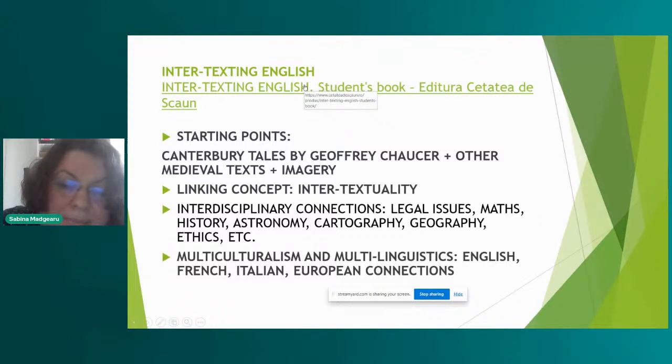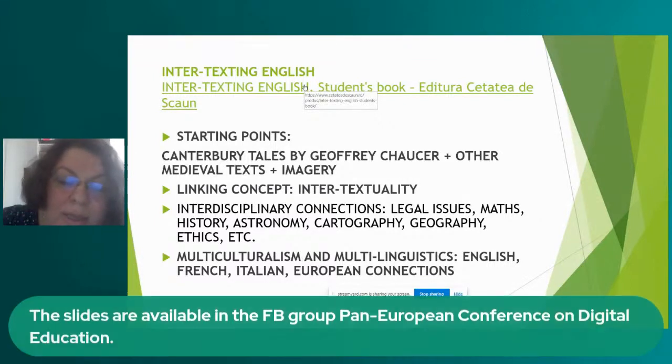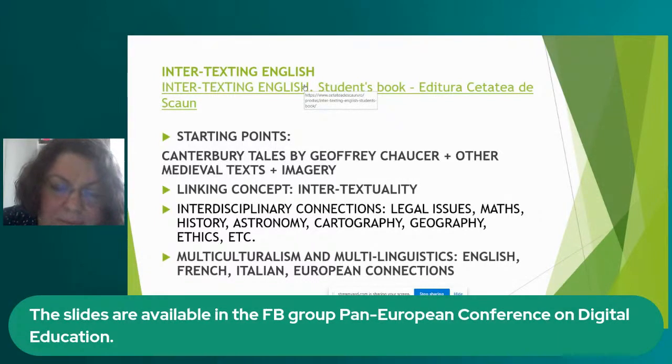The outcome came in the shape of interdisciplinarity. That is, the lesson line leads to discussing legal issues, maths, history, astronomy, cartography, geography, ethics, natural sciences, cuisine, etc., and multiculturalism and multilinguistics. The textbook offers activities relating to European origins and values, blending English and French with Latin.